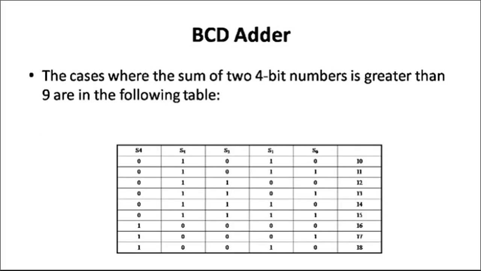So the cases where the sum of two 4-bit numbers is greater than 9 are given in the table below. These are the sums: 10, 11, and so on up to 18 are given as examples.